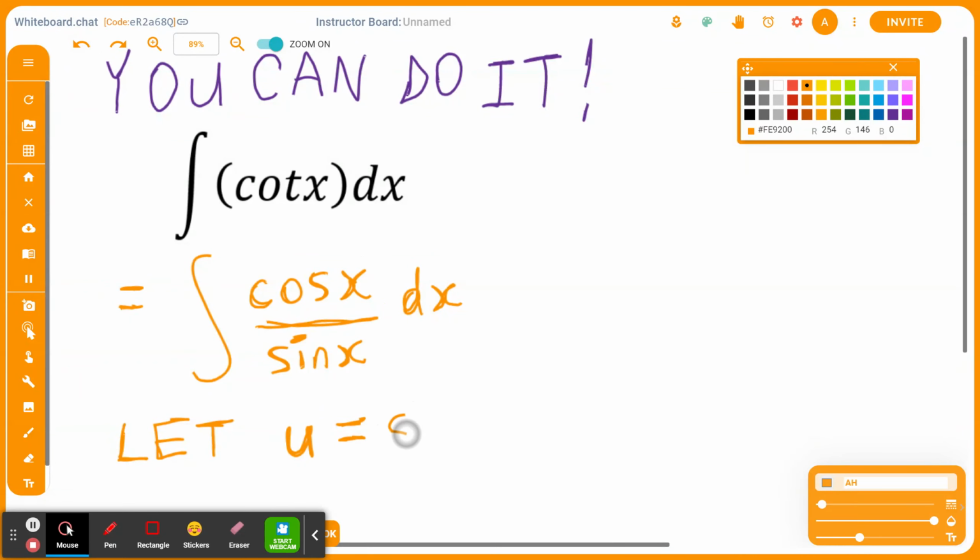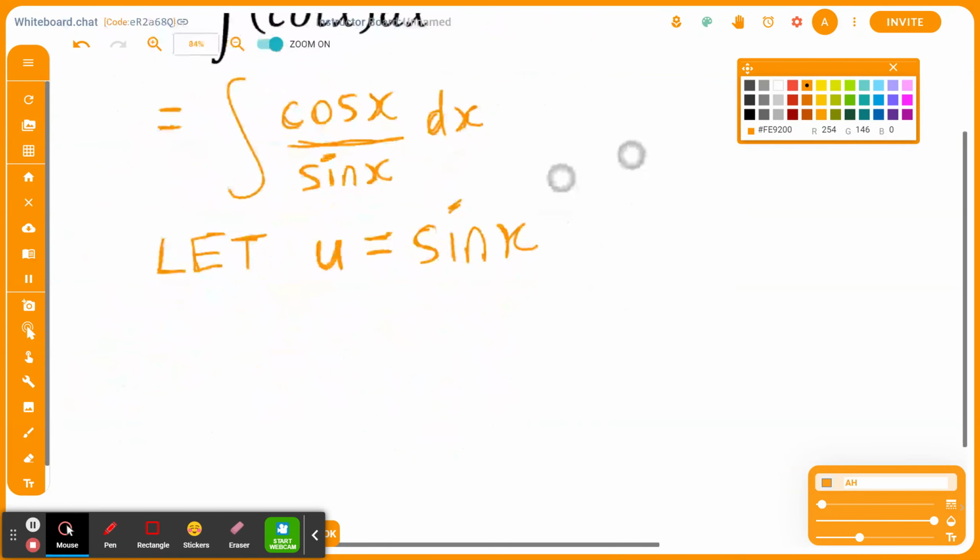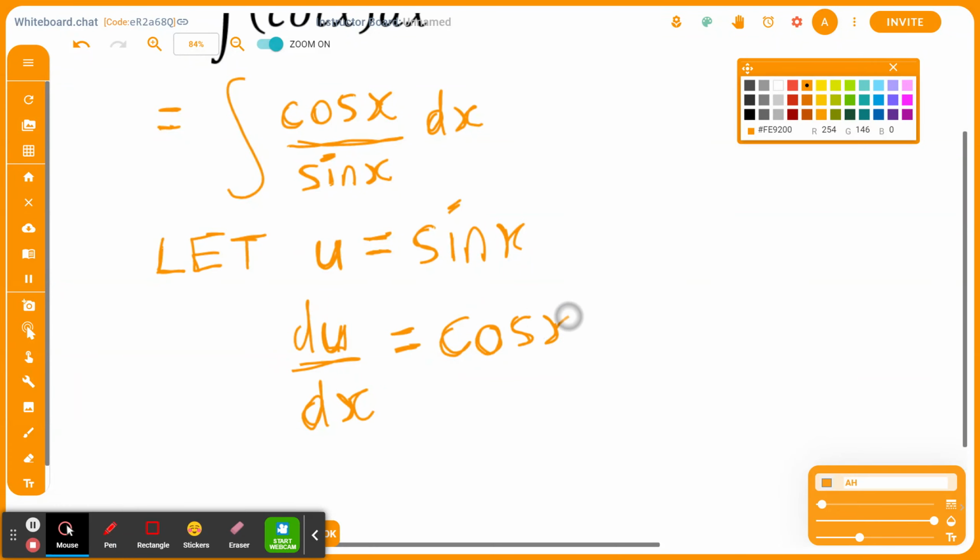If you let u equal sine x, this means when I find the derivative, du by dx, this is going to be equal to cosine x. So again, du by dx is going to be cosine x, which means I can isolate for cosine x times dx. I'm going to bring dx to the right. So on the right-hand side, it's going to be cosine x times dx, which equals du.